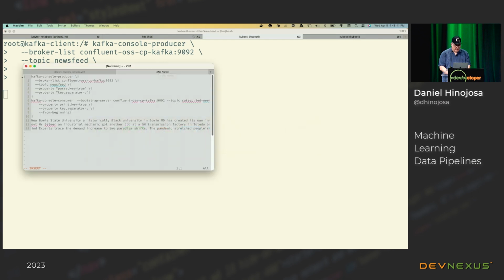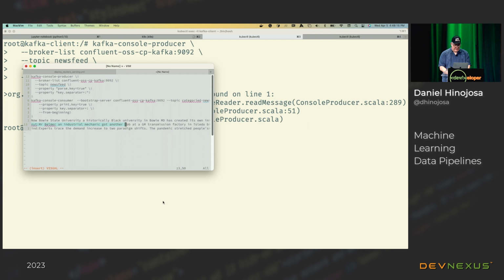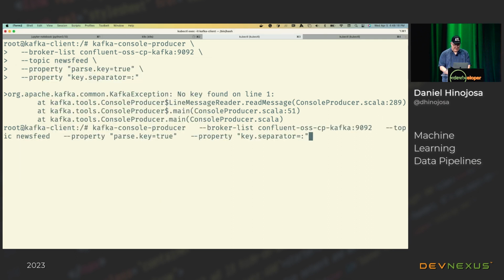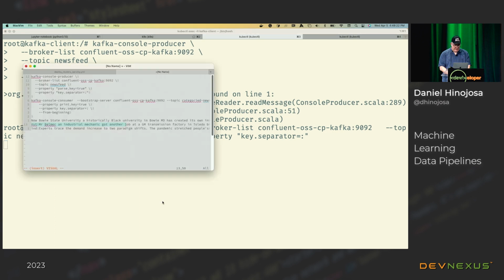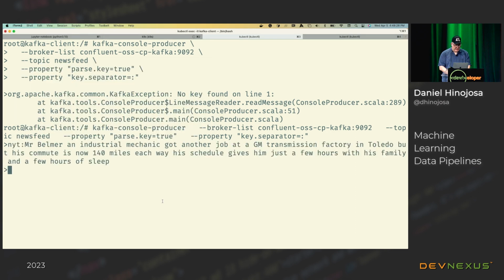And I'm going to grab one of these articles here. Oh, didn't like that one. Oh, no key found, and it just bailed on me. All right, here we go. One more time. And I'm going to get this one here, and I'm going to bring it in. All right, there we go.